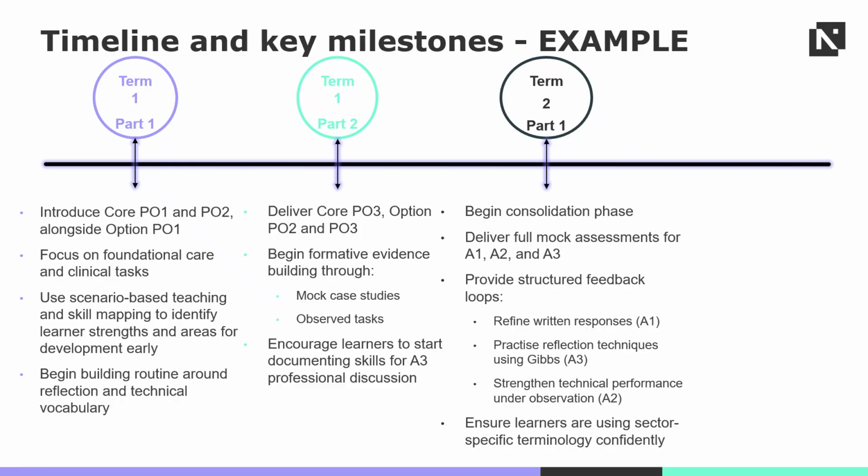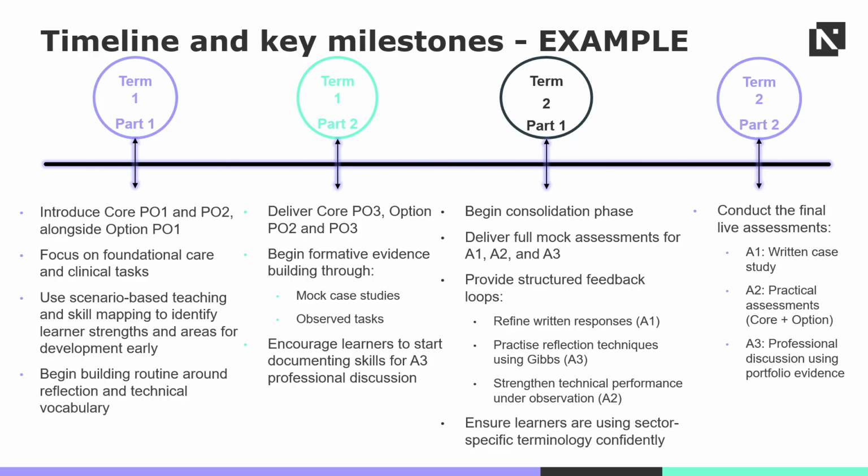Deliver full mock assignments for A1 to A3, give detailed feedback, let learners redraft, retry and reflect, make it safe to improve. And in the second half of this spring term and then into the summer term, assess. Controlled assessment begins. And because you've embedded assessment fluency along the way, learners should feel ready.